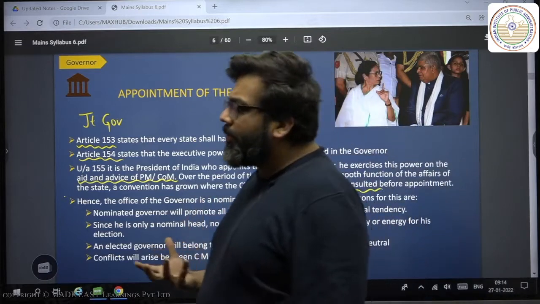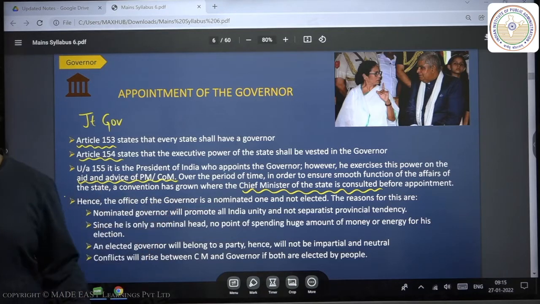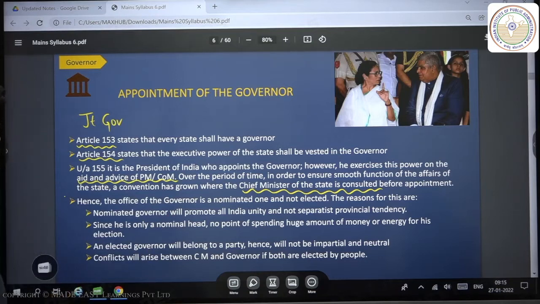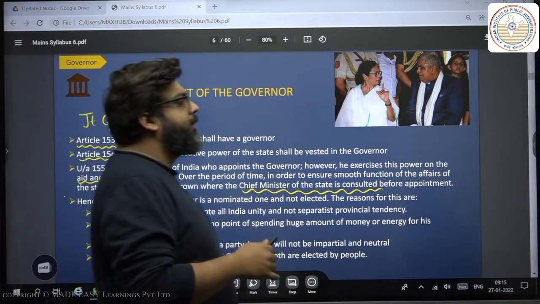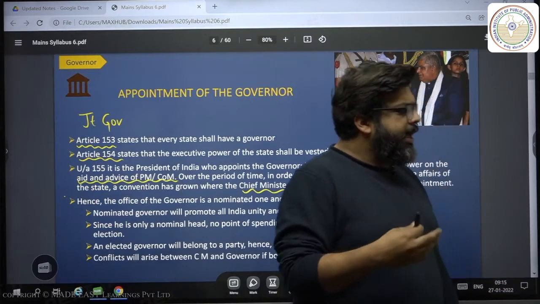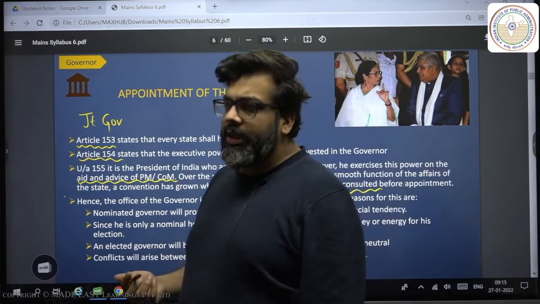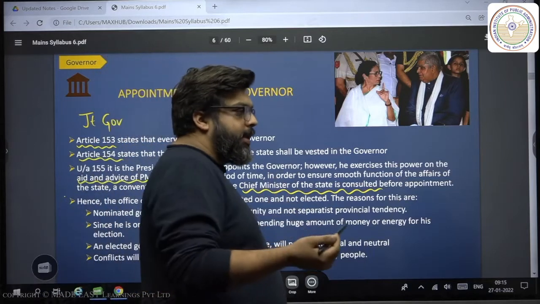So if you are a nominated person, if you are an appointed office, why spend so much time on the election of the office, right? Third, an elected governor will always belong to a party, whether you like it or not. You can make it by law that they are supposed to be impartial like the president, and you should try and make it by law. But just because the law says you're apolitical does not necessarily mean that you're apolitical.